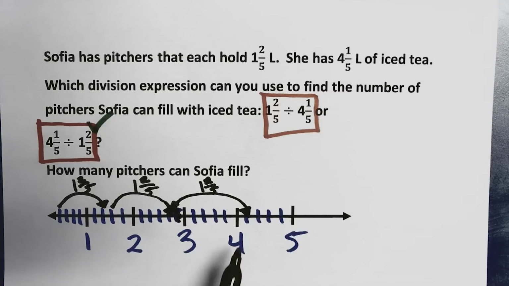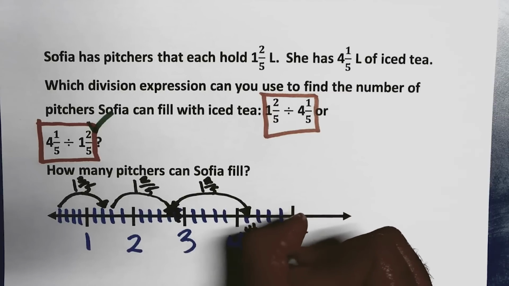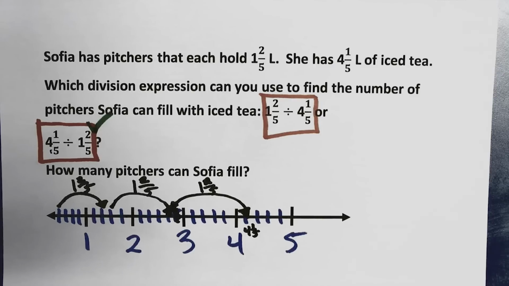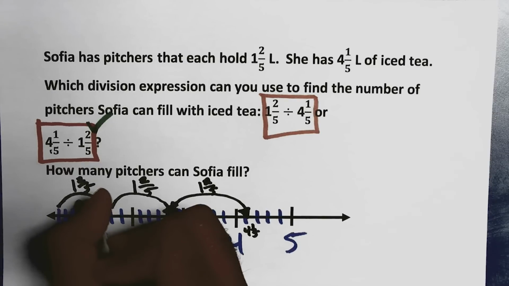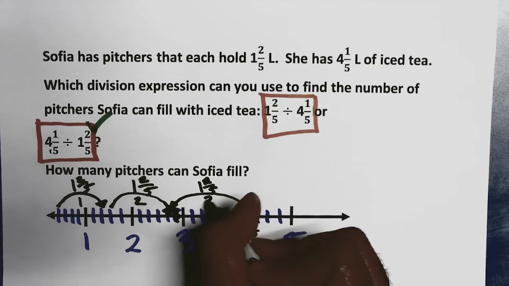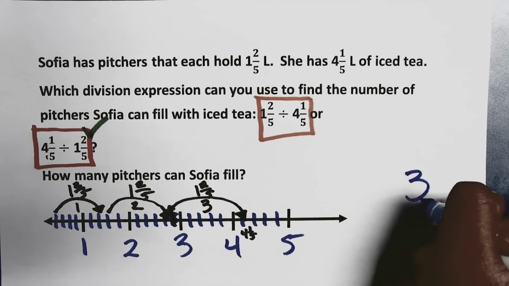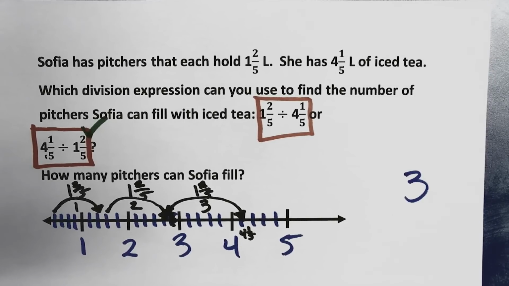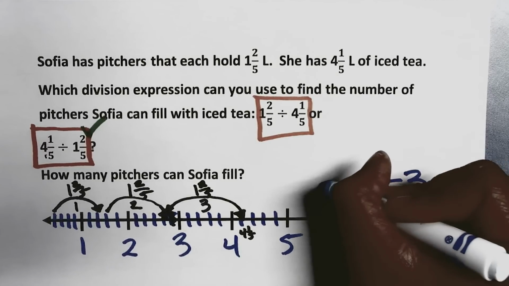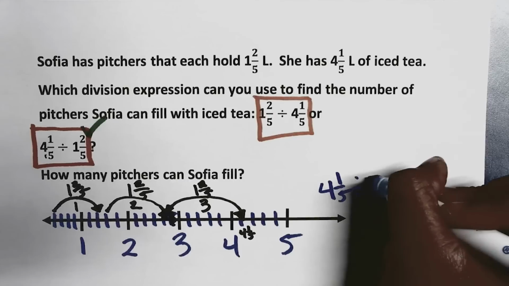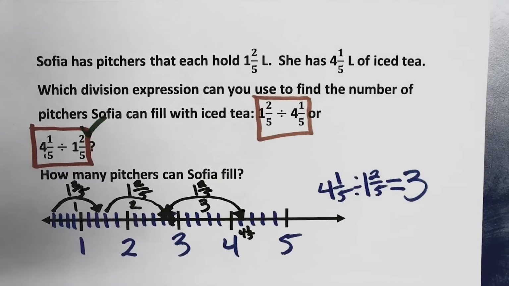So why do I want to stop here? What does this represent? Correct. 4 1/5, which is what I'm getting to. So now I need to figure out how many 1 2/5 are in 4 1/5. So this is 1, 2, 3. So I know that there are 3. So that lets me know that Sophia can fill 3 pitchers of sweet tea. So bringing it all together, I know that 4 1/5 divided by 1 2/5 is going to give me 3.